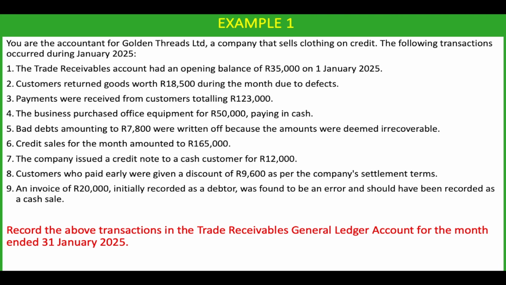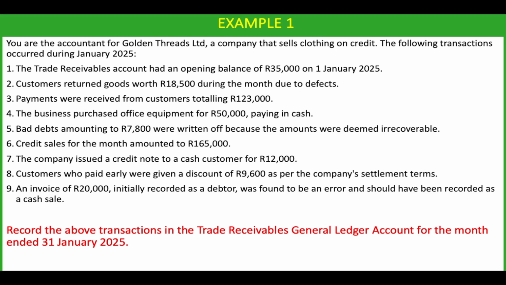The trade receivables account had an opening balance of 35,000 Rand on the 1st of January 2025. Now remember, we are doing this for the month ended 31 January 2025 as the required had stated, and so we are given the opening balance. Whenever you're doing your T account, you always look at what your opening balance is. Of course, unless you're doing an expense account or an income account, you don't have opening balances because they would be closed off. Otherwise, if you're doing your assets, you're doing your liabilities, or you are doing capital or drawings, then you would need your opening balance.